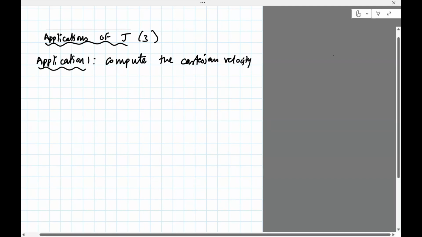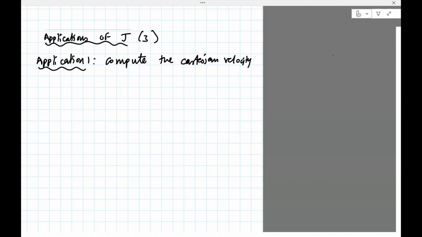Okay, what is the Cartesian velocity? If you have a manipulator and you spin the joints with some angular speed, the end effector will track movement in the xy plane. The xy plane is the Cartesian position, so the rate of change of that position is the Cartesian velocity.